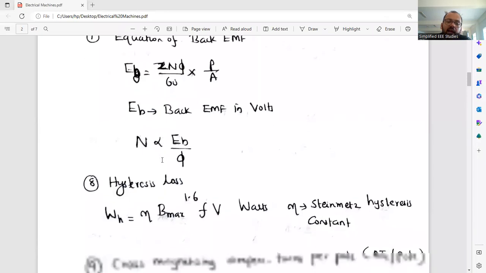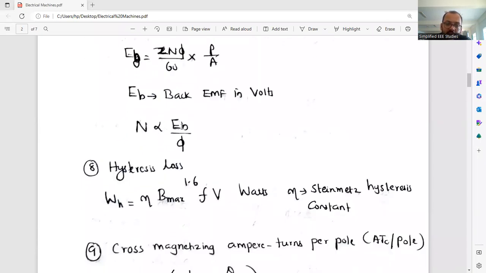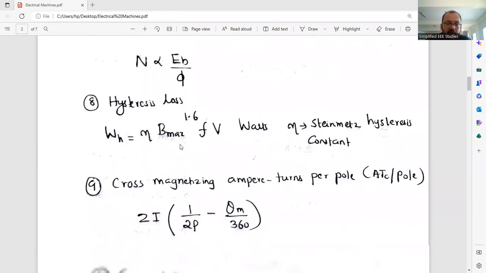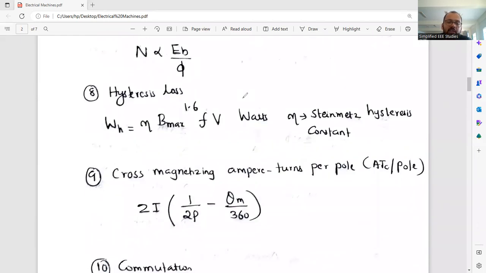Okay. Similarly, I have already mentioned the equation N is directly proportional to EB and inversely proportional to flux. Another important formula which is happening in case of DC machine, hysteresis loss. WH can be written as eta into B max raised to 1.6 F into V watts, where eta is known as Steinmetz's constant. Similarly, there is another formula for the ampere turns per pole, that is ATc per pole.